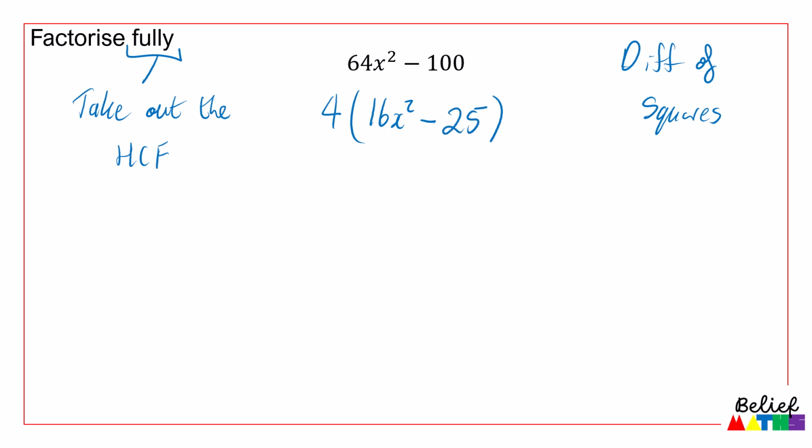Now inside our brackets, we still have the difference of squares because 16 and 25 are both square numbers. So we can finish with 4 bracket 4x minus 5 and 4x plus 5. Or again, your plus and minus can be the other way around. So keep an eye out for that word fully, because that normally means the first step you have to do is take out the highest common factor and then proceed with whatever method is appropriate.